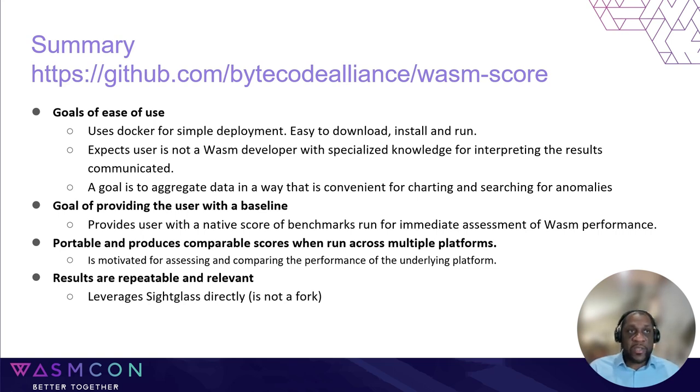The goal is to provide the user with a baseline out of the box. We do that by having native, and this is portable across platforms because we actually compile in real time so that we can get that native score for that particular platform. And we need something that is solid. Results are repeatable, relevant. For that, we leverage SiteClass, which is tried and true. We don't use a fork. We leverage it directly in any support that we need. Related to SiteClass, we add to that project first before adding it to WasmScore.